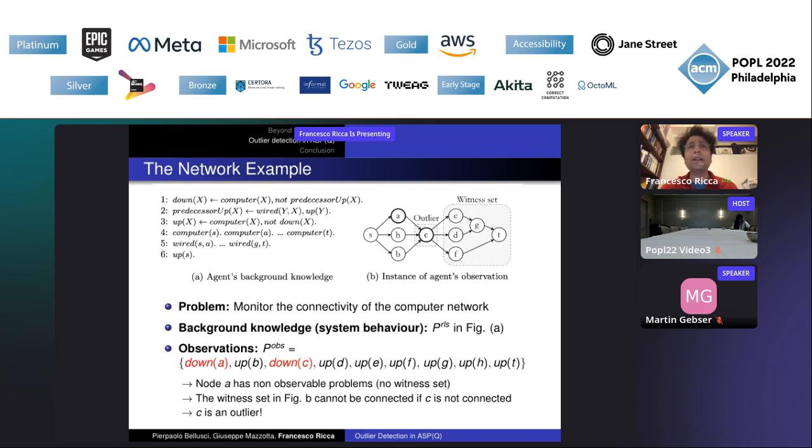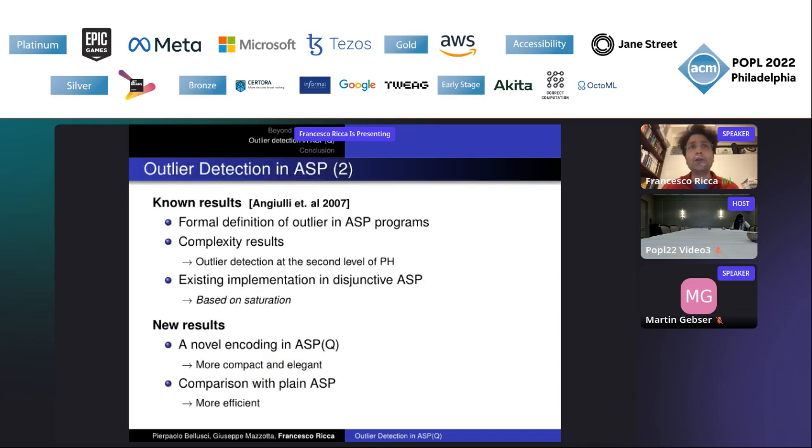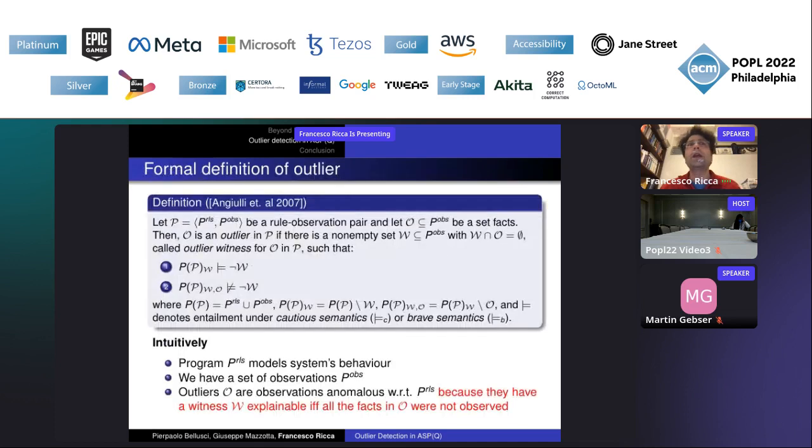So basically, this amounts to checking those two conditions that we have here, condition 1 and condition 2, in which we just pick the program, we keep out the witness, and we cannot imply the witness, basically. But if we remove both the witness and the outlier, then there is no way to derive the witness.